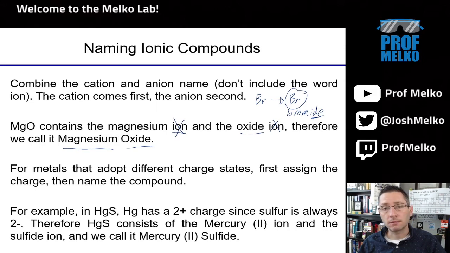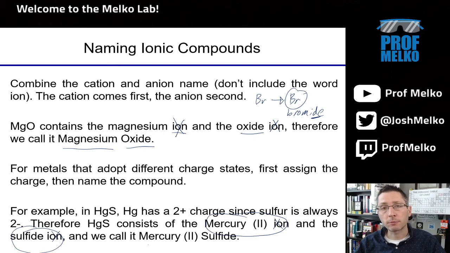If the metal is a transition metal, which means it probably has different types of charge states, then I have to figure out what the charge state is on that transition metal before combining it with the anion. And so for the same reason here, HgS, which I identify as the mercury(2) ion, combines with the sulfide ion. I drop the word ion to make mercury(2) sulfide.